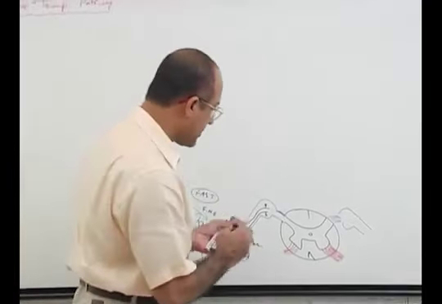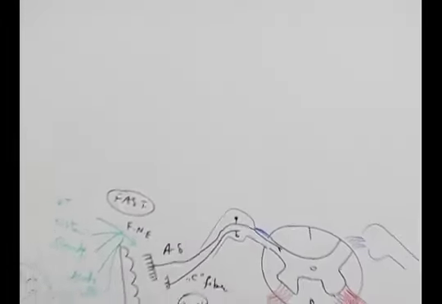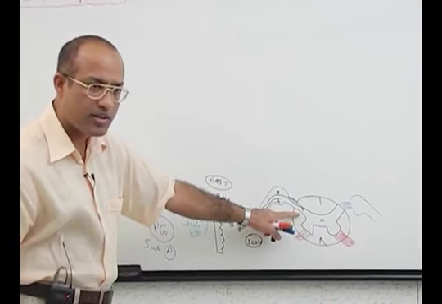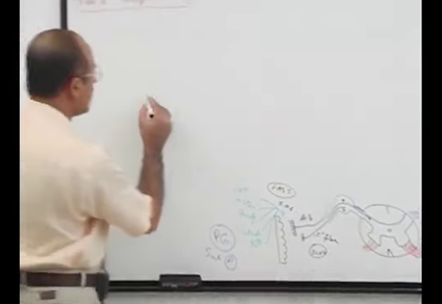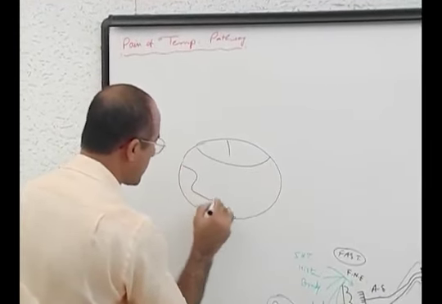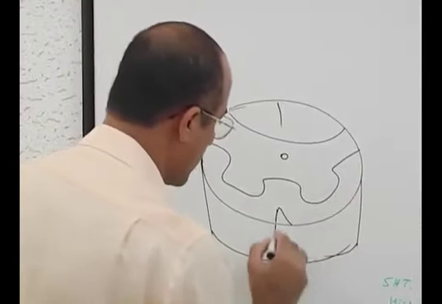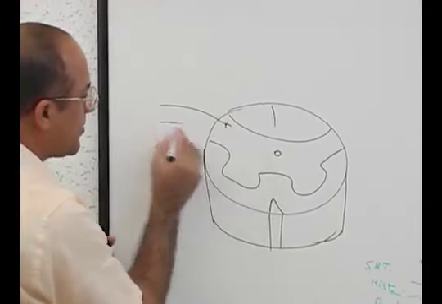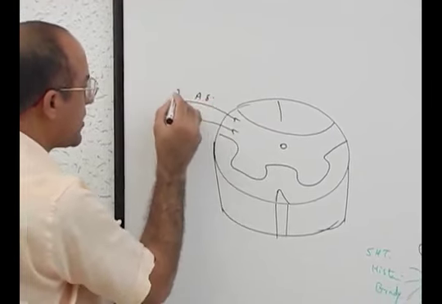Once these fibers enter there, these fibers terminate in the gray horn, dorsal gray horn, especially an area called substantia gelatinosa. Let me show you here. This is a section of spinal cord. Now, suppose this is the fiber coming for the pain. This is a C fiber and this is a delta fiber.